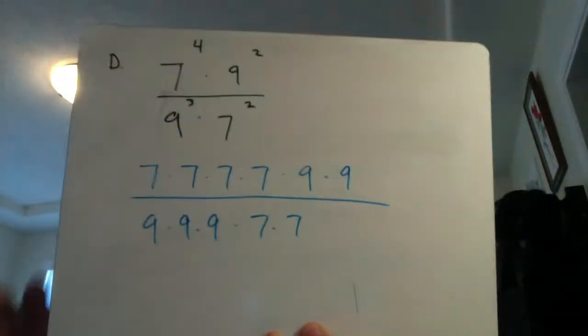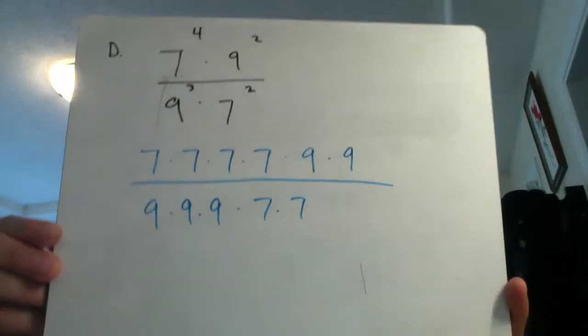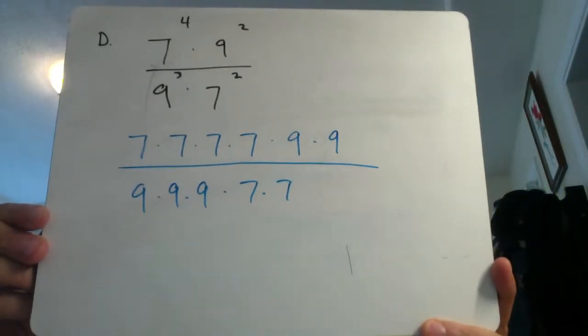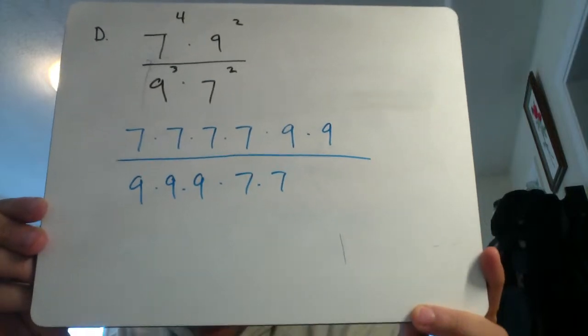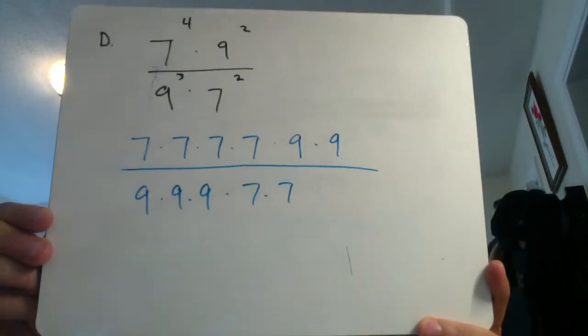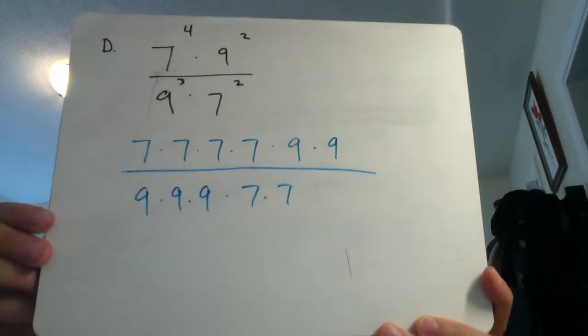Okay, so yeah, on the bottom, good, Jorge, you have 9 times 9 times 9 times 7 times 7. Can anyone solve this problem using the canceling method, or can anyone tell me what I could do using the quotient rule? There's two ways we can attack this problem.